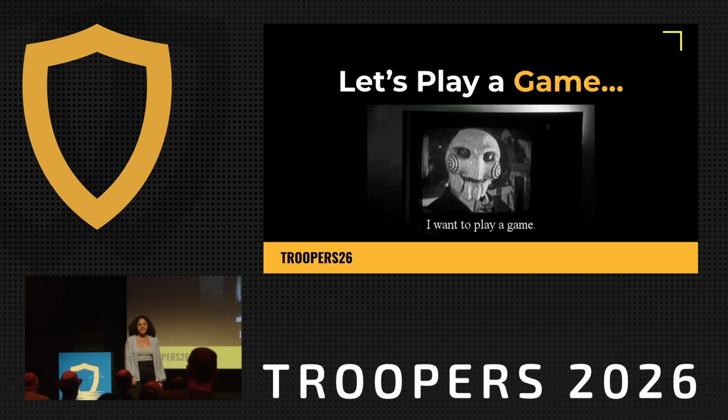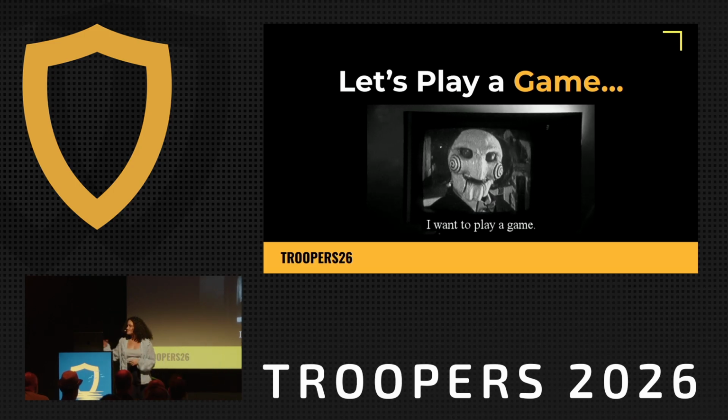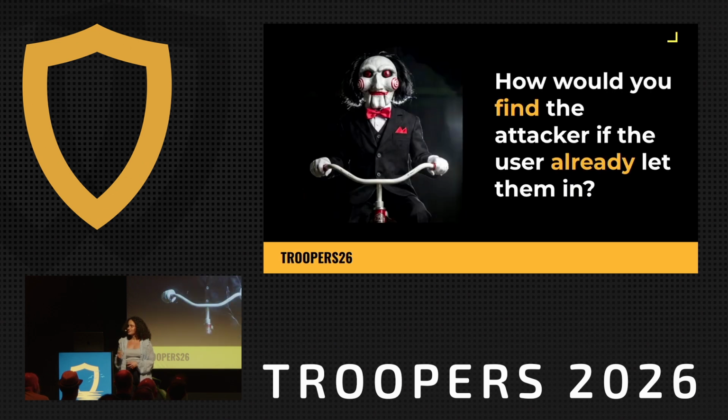Okay, let's play a quick game before we dive in. Let me start with a simple question. How would you detect an attacker if the user has already let them in? No exploit, no malware, just a legitimate login. That's exactly the challenge with Atlas Lion. They rely heavily on social engineering, and their phishing is so convincing that users effectively grant them access without even realizing anything is wrong. So the real question that we're going to explore today is, how do you detect an attacker who looks exactly like a legitimate user?